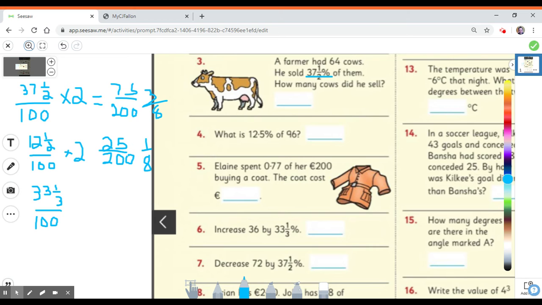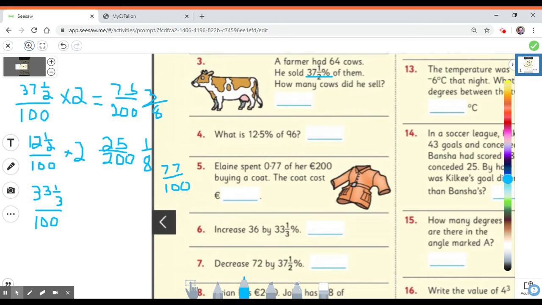Question 5. Elaine spent 0.7% of her €200 buying a coat, the coat cost. So what we do is we change the decimal into a fraction. So it's 77 over 100. And again, we divide by the bottom, multiply by the top.